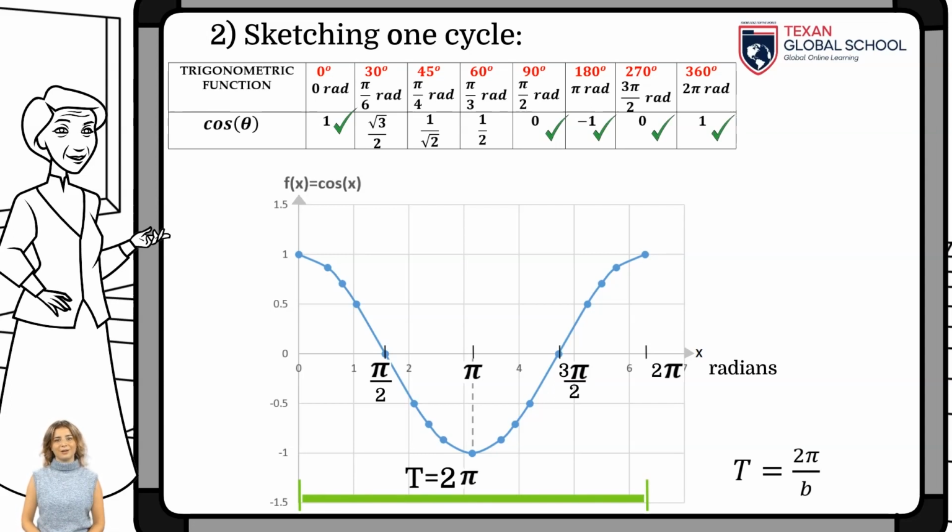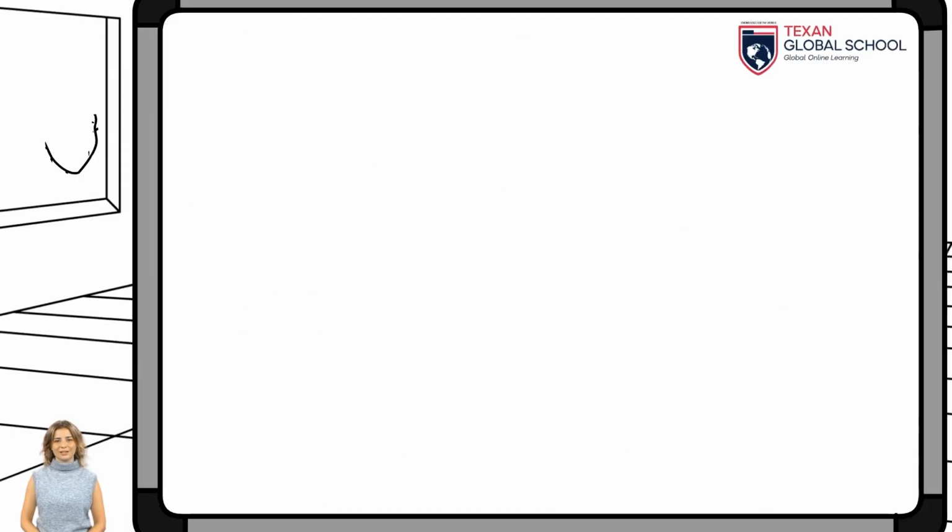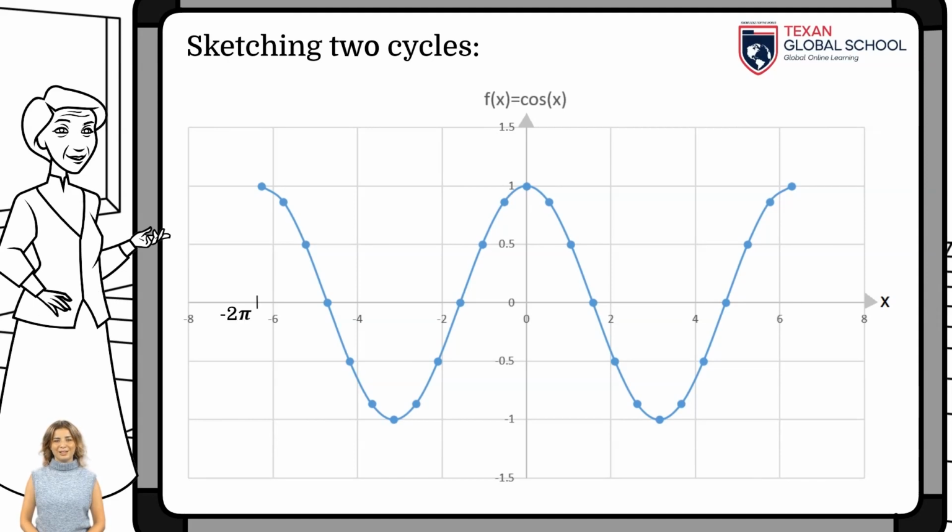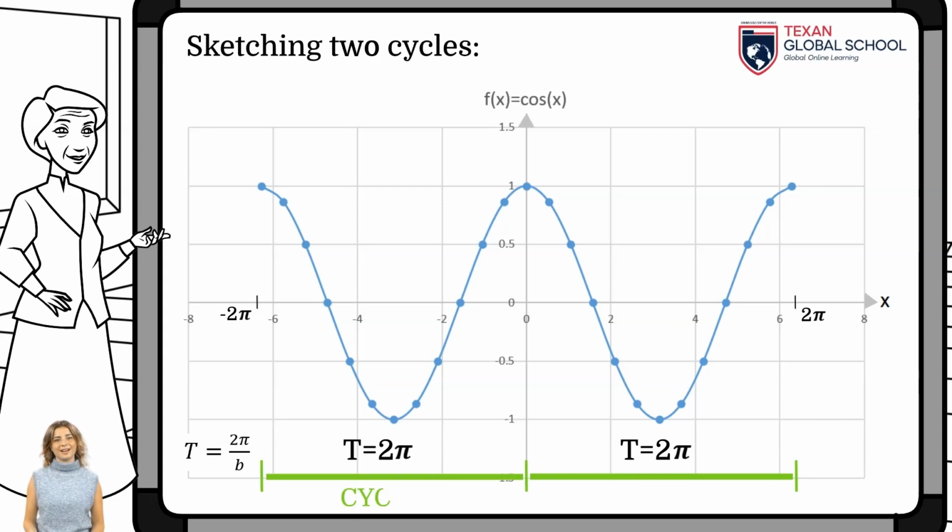We can see that a cycle of the function is sketched. The length of this cycle is called the period. The amplitude is determined by the numerical coefficient of the function. In this case, the amplitude is 1. Now, let's sketch 2 cycles. Graphing a cycle backward, take the same values of x, but negative, and we add the function. We can see that the period is the same, 2 pi. For this reason, these types of functions are periodic. The amplitude is the same, in this case equal to 1.